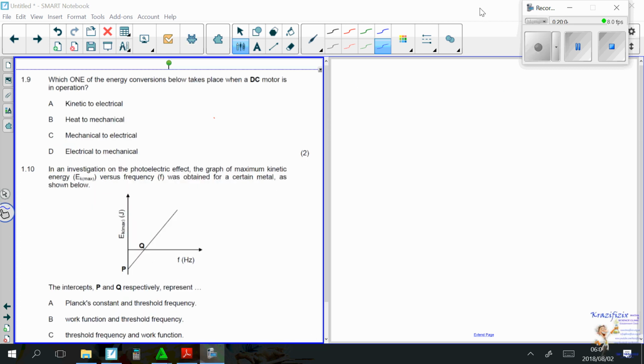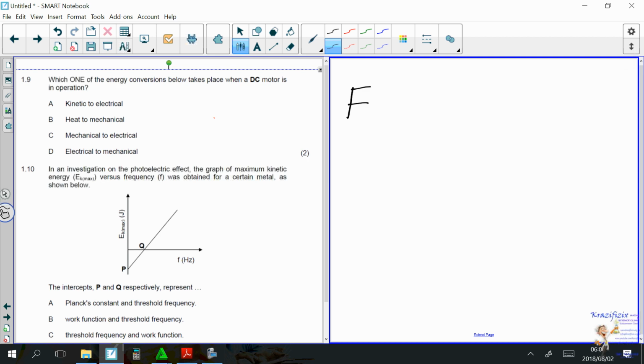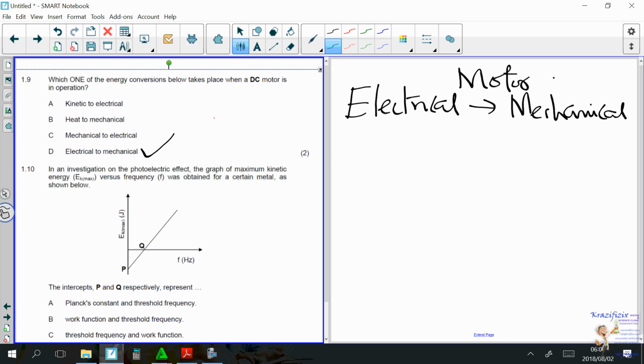Question 1.9. Which of the following energy conversions takes place when a DC motor is in operation? What does a motor do? A motor converts electrical energy to mechanical energy. That's the job of a motor. Now that you must just know quickly. So the correct answer: electrical to mechanical, and you're done. Simple. Get your 2 marks and move away.